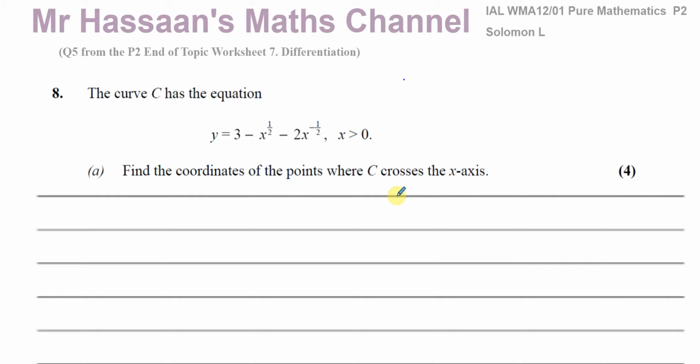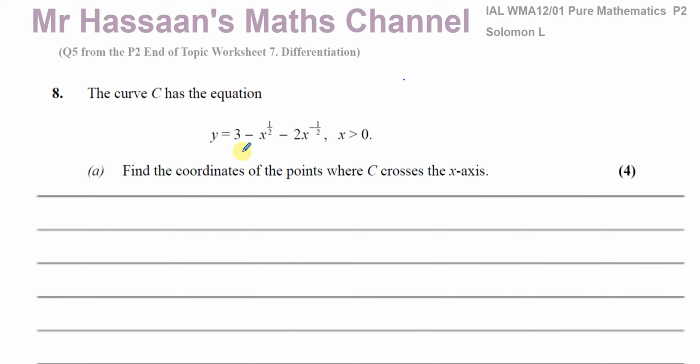And this is question number 5 from my end of topic worksheet on differentiation from P2, and this question has been asked by one of my students for me to answer, so I'm going to go ahead and do so. It says find the coordinates of the points where C crosses the x-axis.